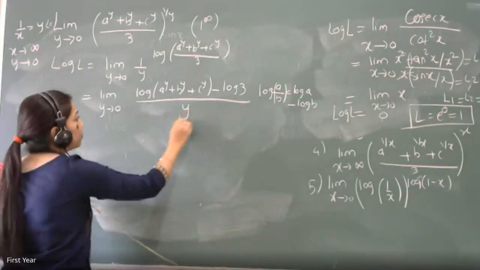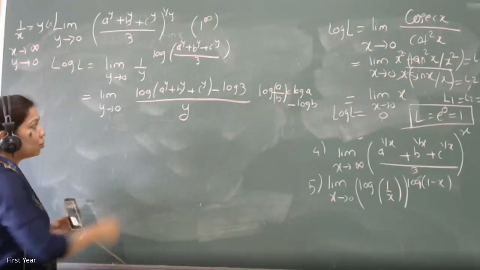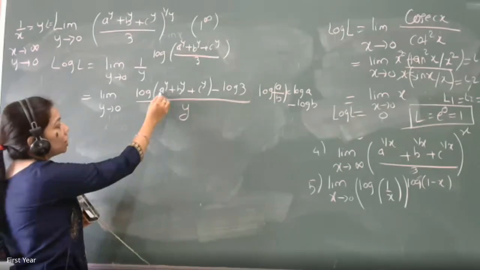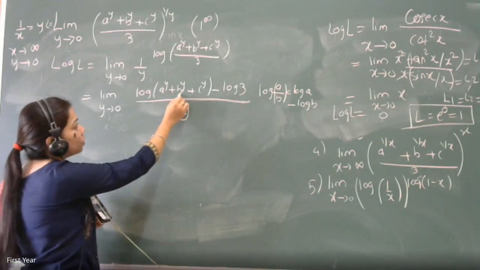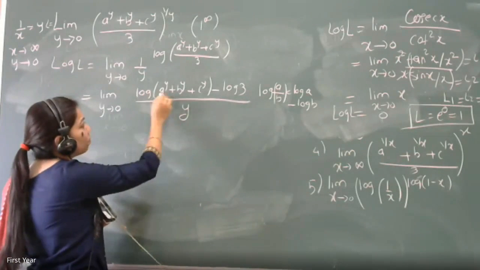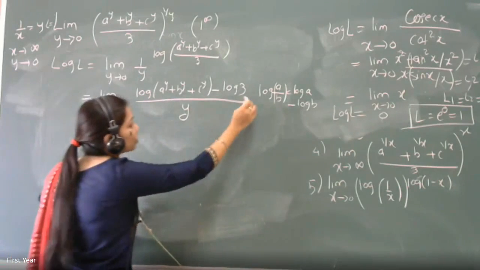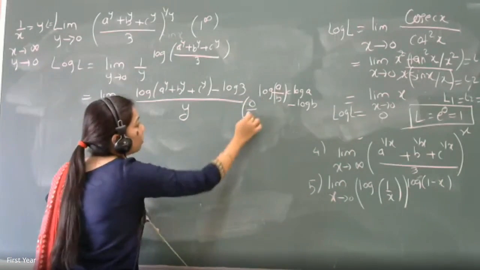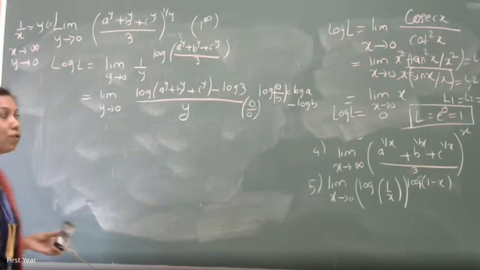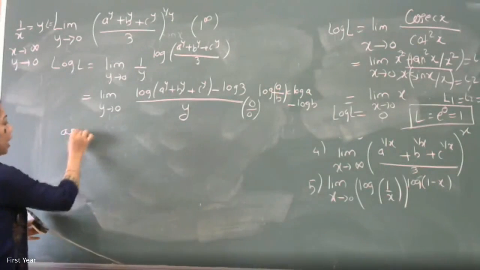Divided by y. Okay, now you check when you put y equal to 0: a raised to 0 is 1, b raised to 0 is 1, c raised to 0 is 1. So 1 plus 1 plus 1, 3. Log 3 minus log 3 is 0, divided by 0. So this is 0 by 0 form, and therefore you have to apply L'Hospital's rule.